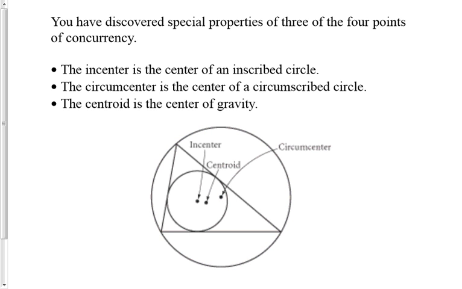Then we have the incenter here, which is the center of the inscribed circle, which intersects each side of the triangle at exactly one point. And then finally, what we just talked about was the centroid, which we know is the intersection of the three medians and is the center of gravity of the triangle.